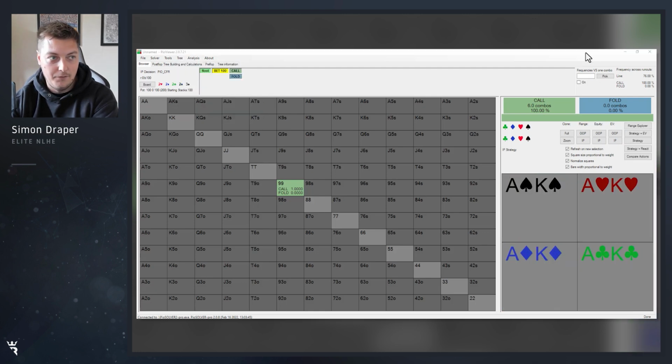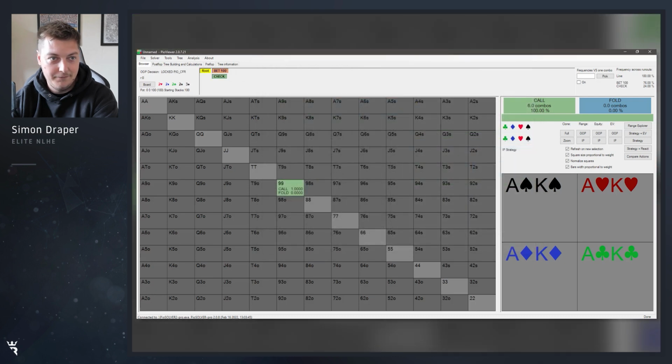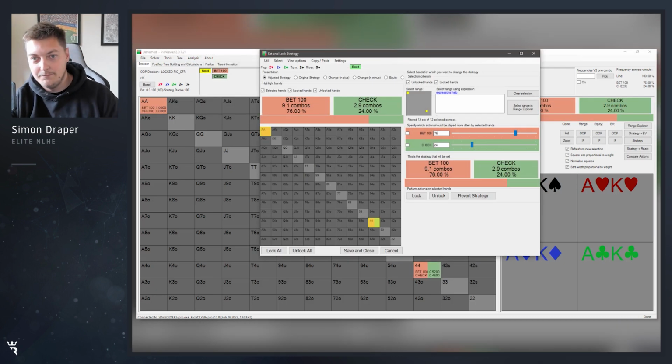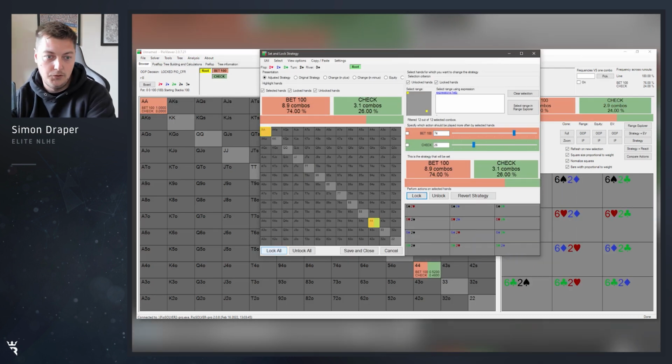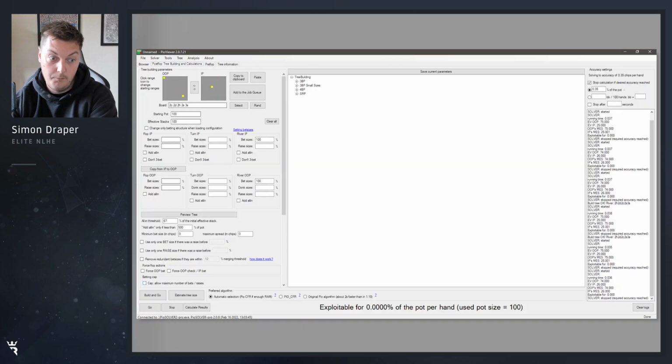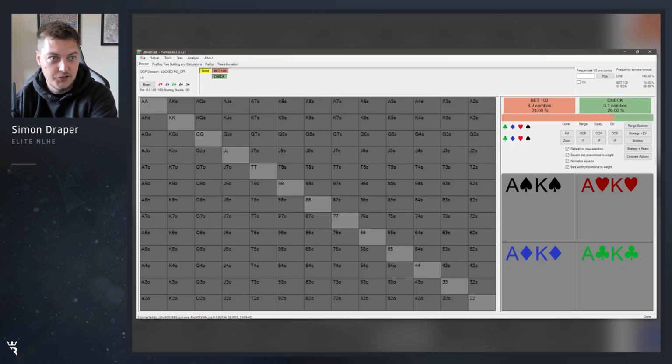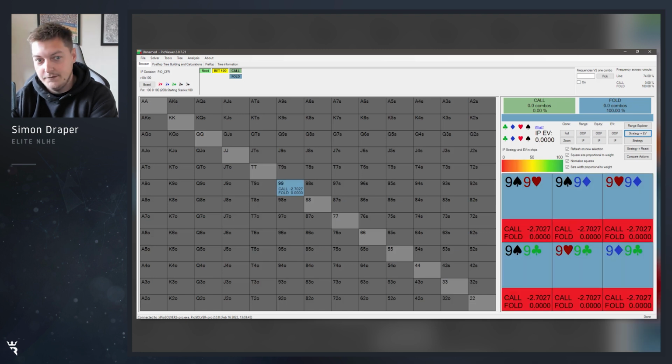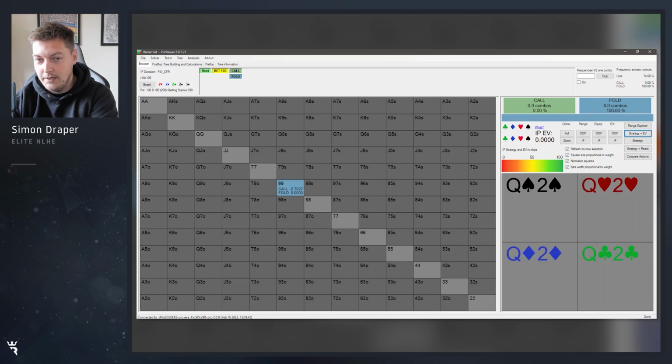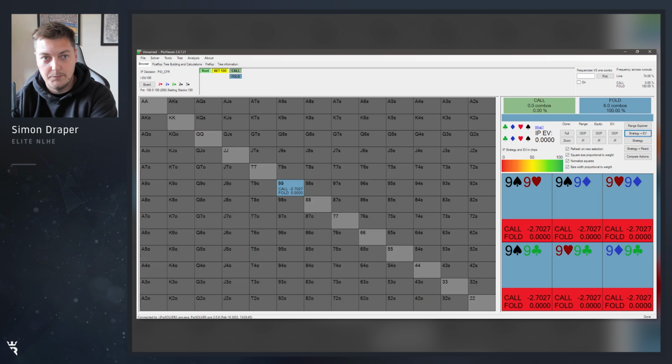And for the sake of transparency, we can also do this the other way around. So we can just make the solver under bluff the river by 1%. Doesn't need to be much. And you will now see that pocket nines is a pure fold every single time and loses 2.7 big blinds.